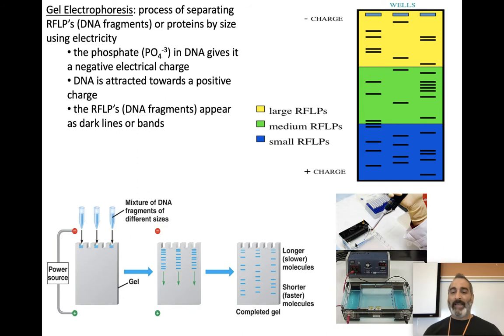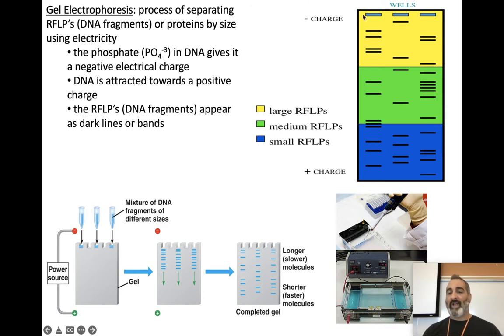So what does it do? It separates the DNA by size. Small pieces move fast and travel the farthest. If these are the wells, you put the RFLPs in the wells, so you're putting in DNA after it's been cut. These are pieces of DNA, or restriction fragments, as they may call them. They go in the well, and then you zap with electricity, and the DNA moves through the gel. DNA moves towards a positive charge because DNA has a negative charge. The phosphate in the DNA has a negative charge.